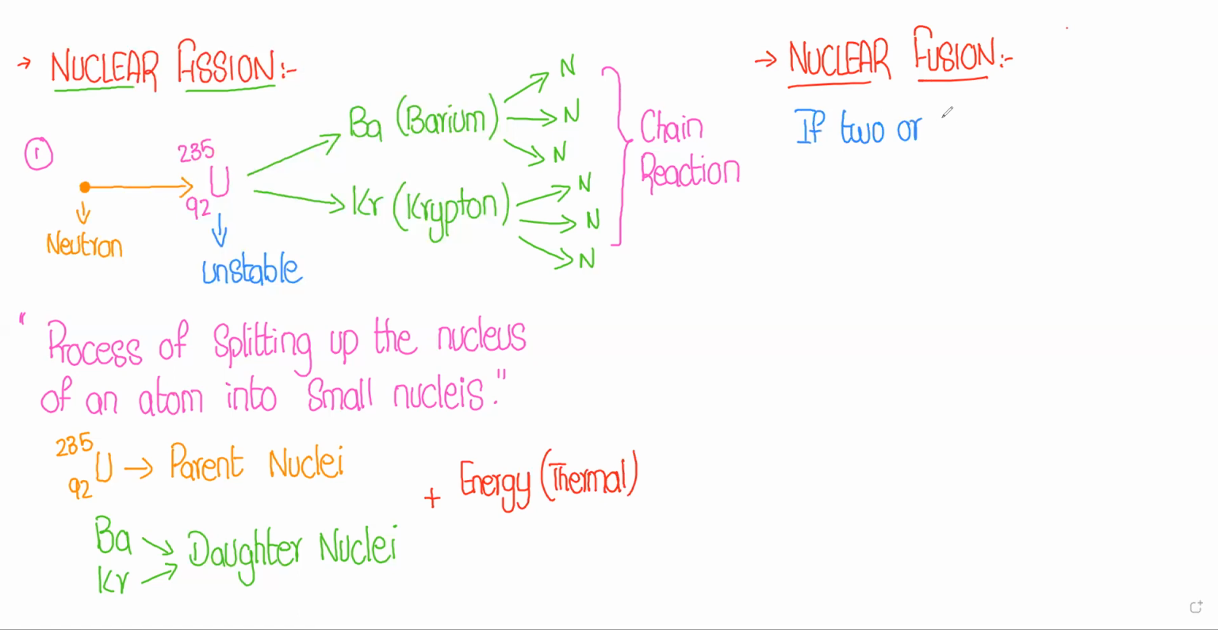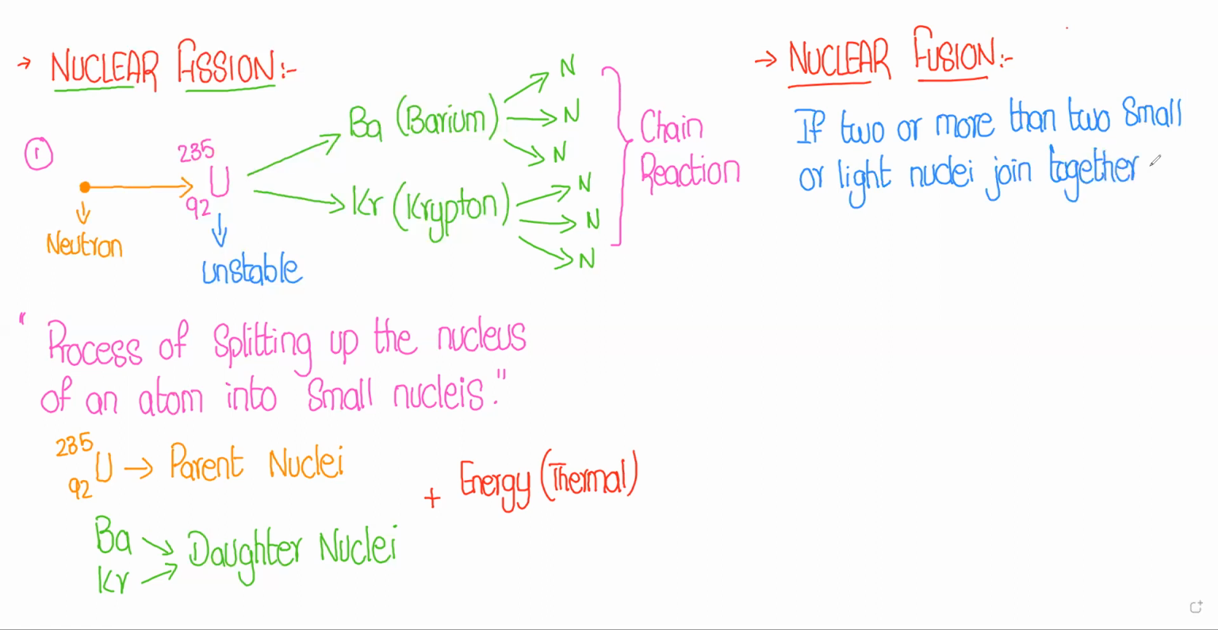So if two or more than two small or lighter nuclei join together to make heavier ones. So this is the statement of nuclear fusion, and nuclear fusion is the opposite process of the nuclear fission reaction, right?